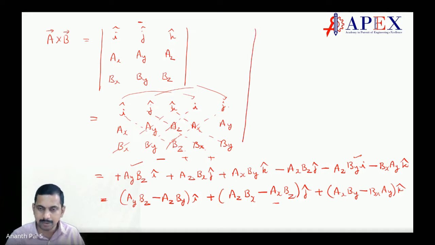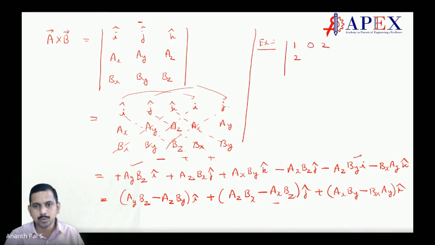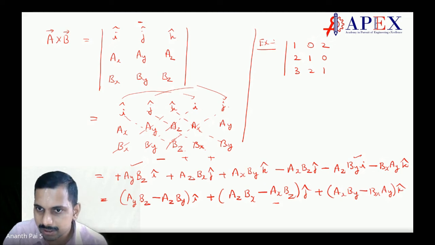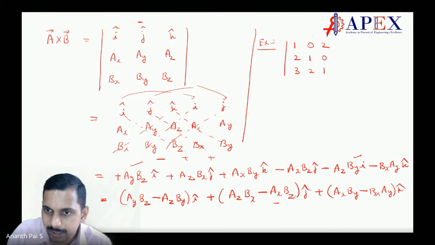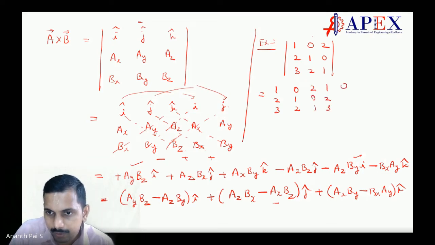For example, let us see one example. Let us have this matrix: 1 0 2, 2 1 0, 3 2 1. Let us find the determinant of this. How do we find the determinant? Write this again, 1 2 3, so that I'll write it here. This can be equal to, you write 1 2 3, 0 1 2, 0 2 1, and then you have 1, 2, 3, then you have 0, 1, 2.